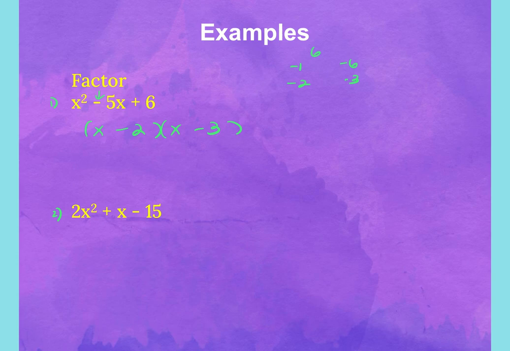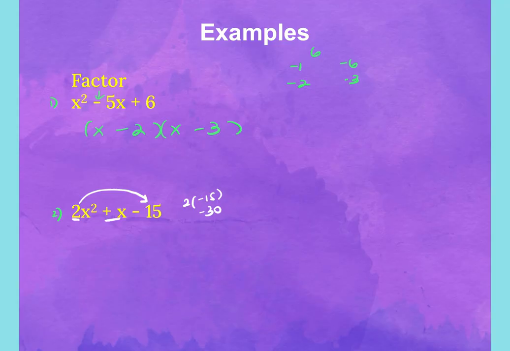All right, example 2, we're going to do first times last because there's a number on the front. So first times last, 2 times negative 15 is negative 30. Factors of negative 30 that sum to a positive 1. So first of all, factors of a negative number mean one's positive, one's negative. The bigger one we want to be positive.